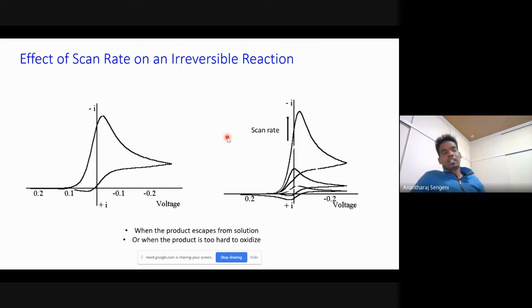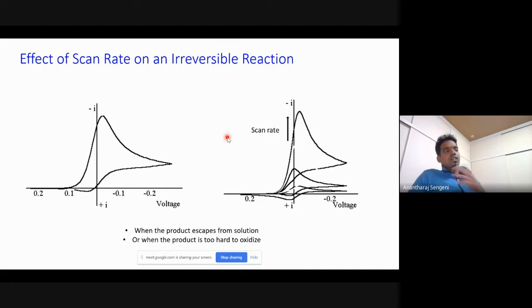And there is a third case where the reduced or oxidized product during the forward scan is converting into some other product chemically, not electrochemically, so that the newly formed product, which resulted from the chemical reaction, is not reducible or oxidizable back in the backward sweep. So these are the three cases where we see irreversible reaction. And also we saw how scan rate can be used to distinguish what case of irreversible reaction we are witnessing.